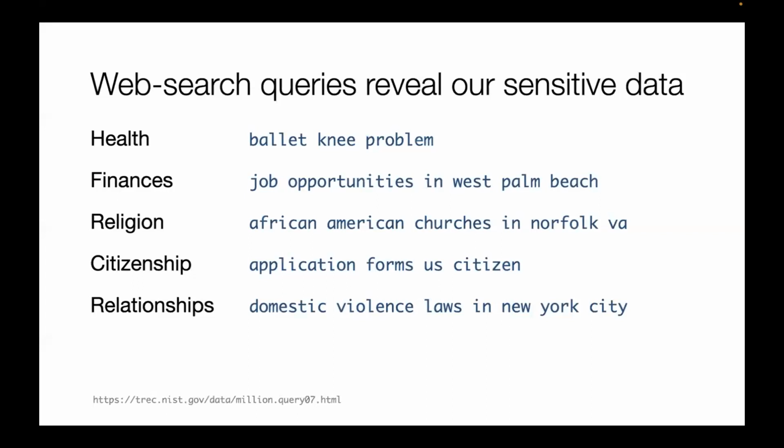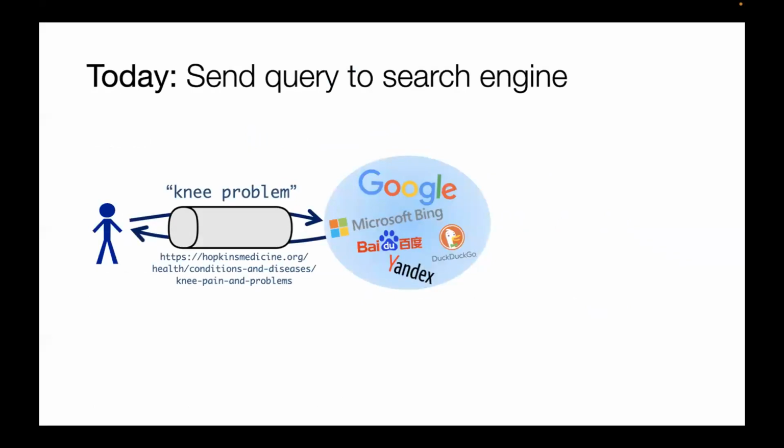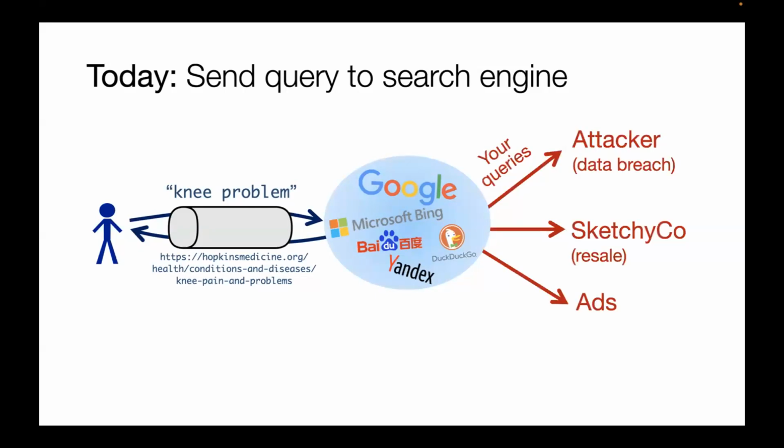Okay, so yes, our web queries reveal our sensitive data. And today, when we want to make our search query, we send our query over an encrypted channel up to a search engine. And crucially, the search engine here sees our query in the clear. This is important so that the search engine can actually compute the best web page that answers our query and ship its URL back to us. However, this also means that the search engine here is really amassing a trove of sensitive data about us, and this data is an attractive target for theft in a data breach or for sale to a third party.